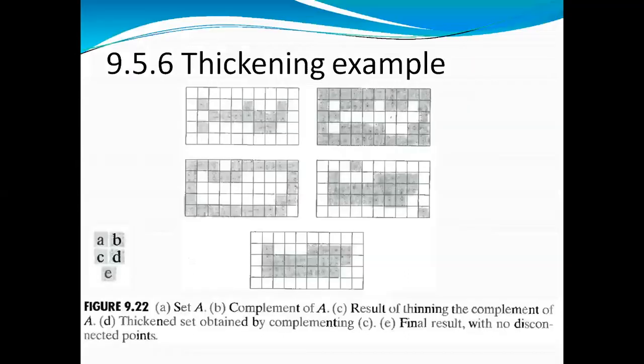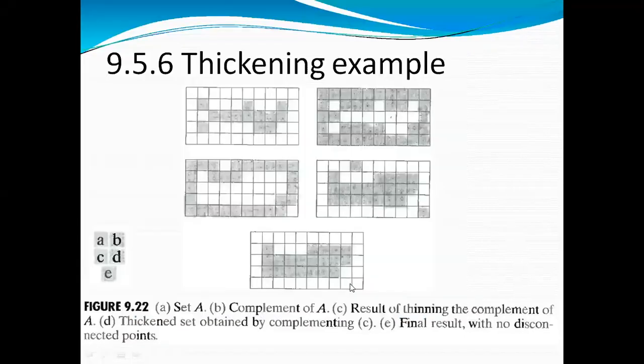So this is a thickening example. The set A is defined. Then the complement of A, which means the values that are not in set A. Then the result of thinning the complement of A, so we thin only that part. Next, the thickened set is obtained by complementing C, so in the third figure we complement the thinned set. The final result has no disconnected points, so the points that are not in either will be matching. This is a thickening example.